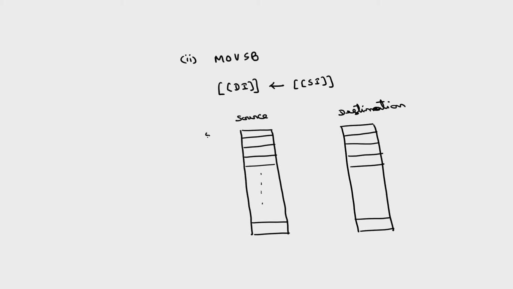Suppose you want to transfer from 5000 H to 6000 H, and say I want to transfer a total of 100 bytes. 100 bytes means 5063 and 6063. This will be a total of 100 decimal bytes.